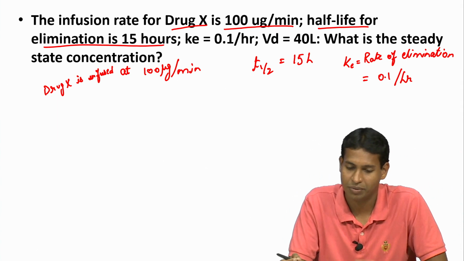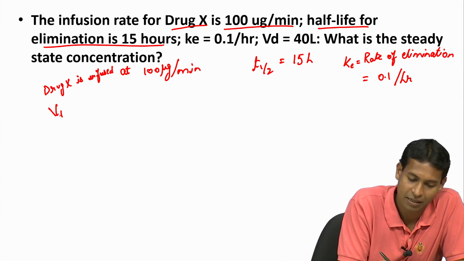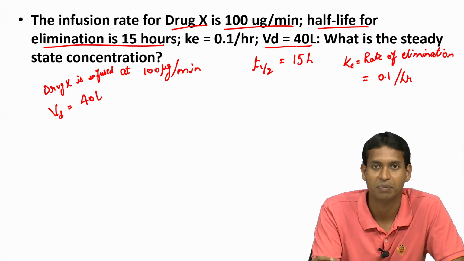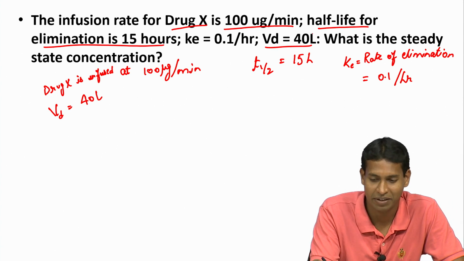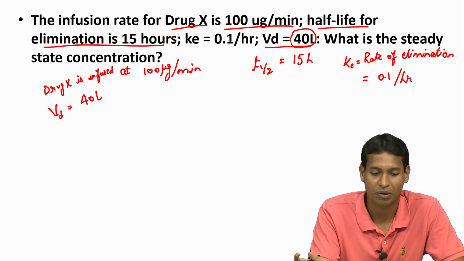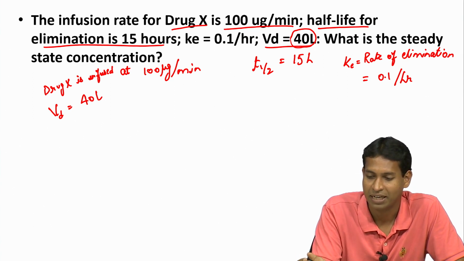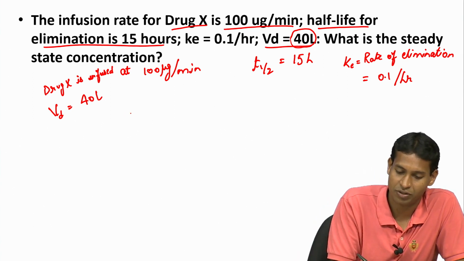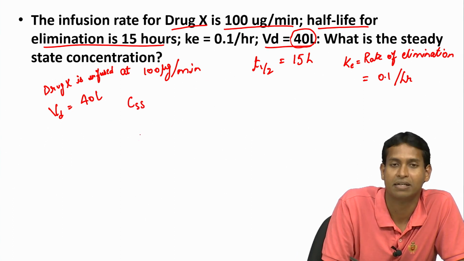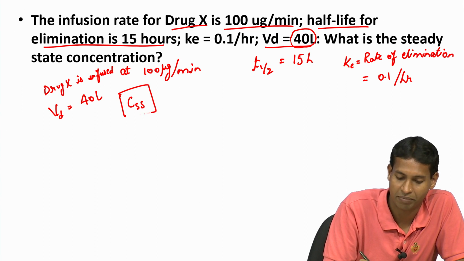Okay. So, and then the Vd is also given to be 40 liters. So, again this Vd is fairly high, which means that the drug must be hydrophilic, and given our previous problem it also appears that it is distributing in the total body volume. And so, now they are asking what is the steady state concentration. So, let us say I write the steady state concentration as concentration at steady state. So, this is what we want to find.